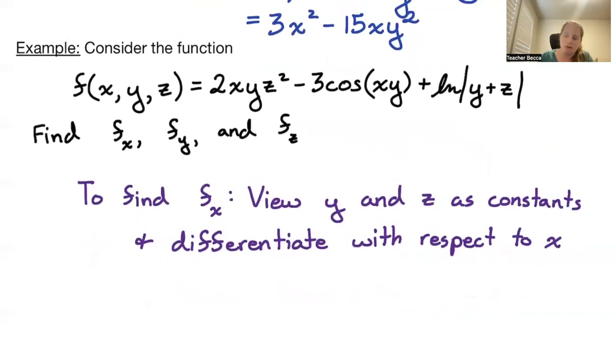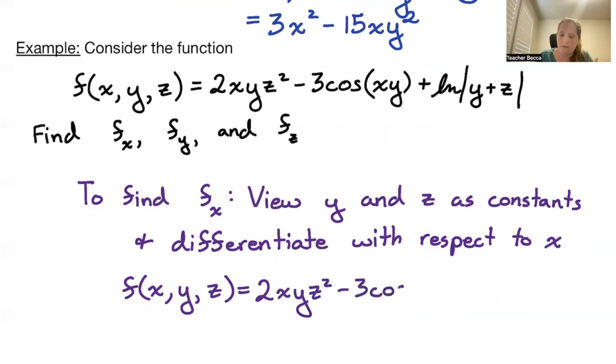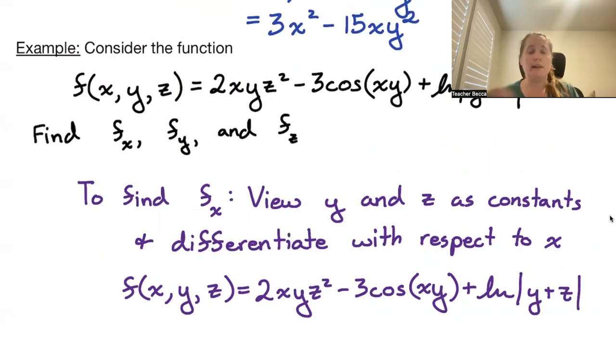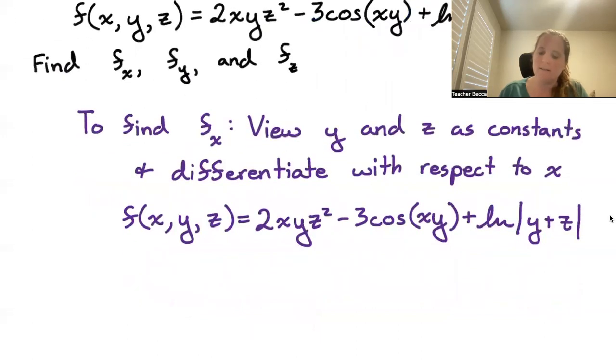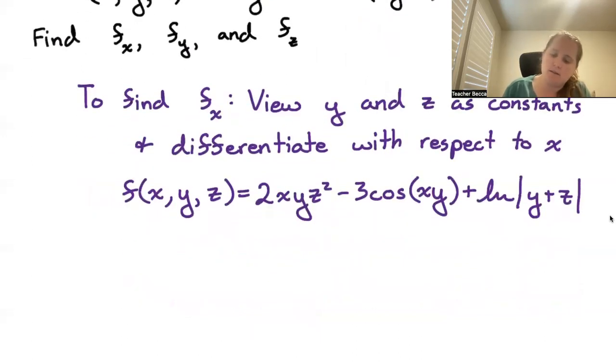So we have our f of x, y, z equal to 2xyz squared minus 3 cosine of xy plus the natural log of the absolute value of y plus z. If we're viewing y and z as constants, then that natural log of absolute value y plus z is acting like a constant. So we're going to view that last term as a constant.